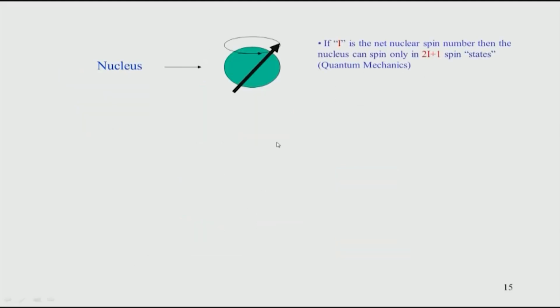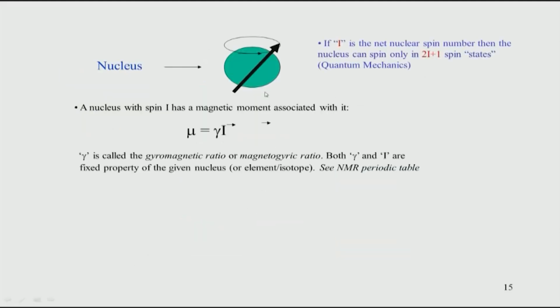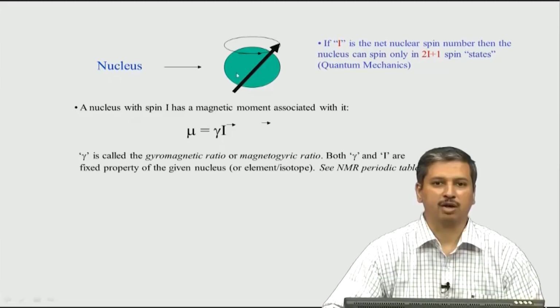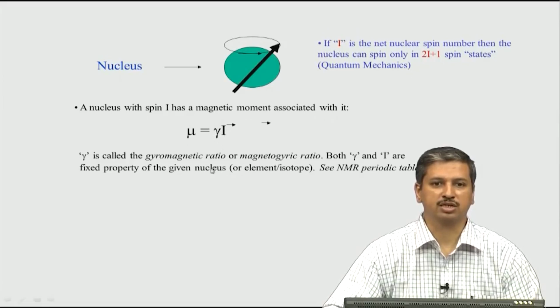So, if you look at a nucleus which has a magnetic dipole moment, which I just mentioned because of its charge and spin, that magnetic dipole moment is denoted like this. It is equal to gamma into I. Gamma is a constant for a particular type of nucleus. It is known as the gyromagnetic ratio, a very important parameter which is useful for understanding NMR.